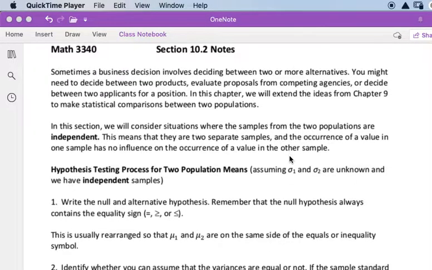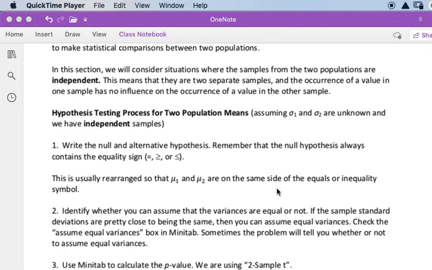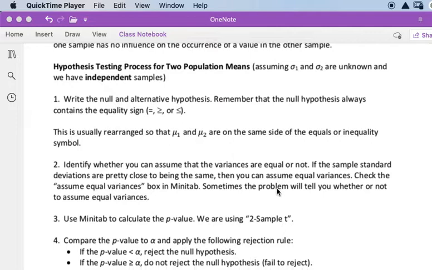In section 10.2, we are looking at situations where the samples are independent. They're two separate samples, and the occurrence of a value in one has no influence on the occurrence of a value in the other sample. So, two separate samples here. The process for this is pretty similar to the process from chapter 9.